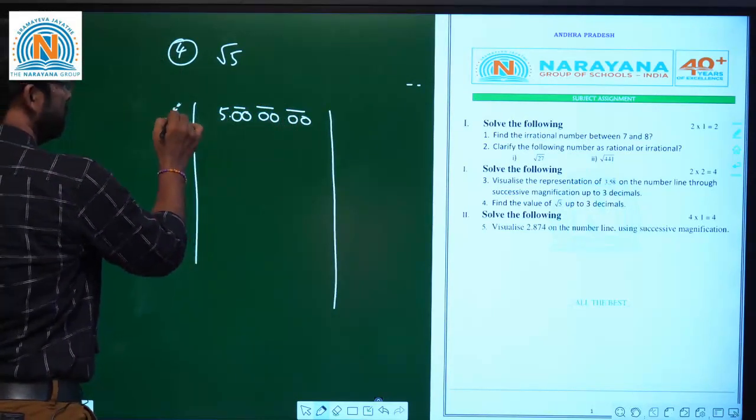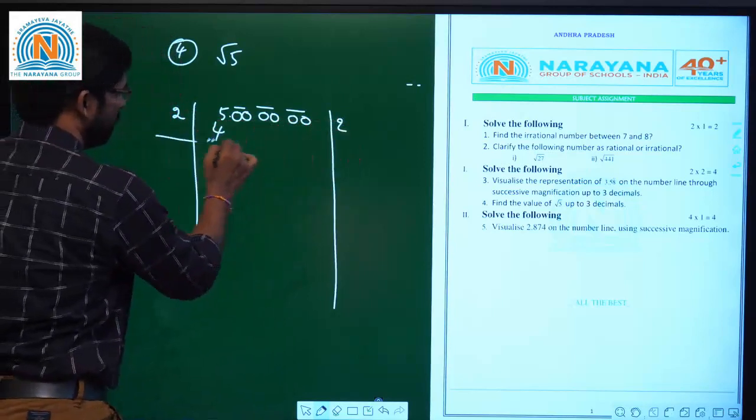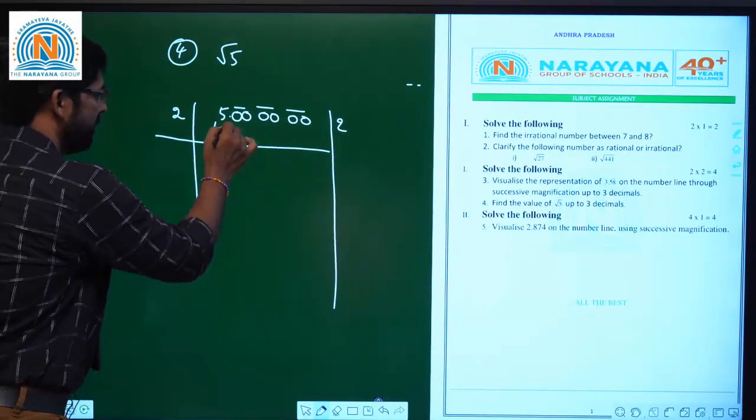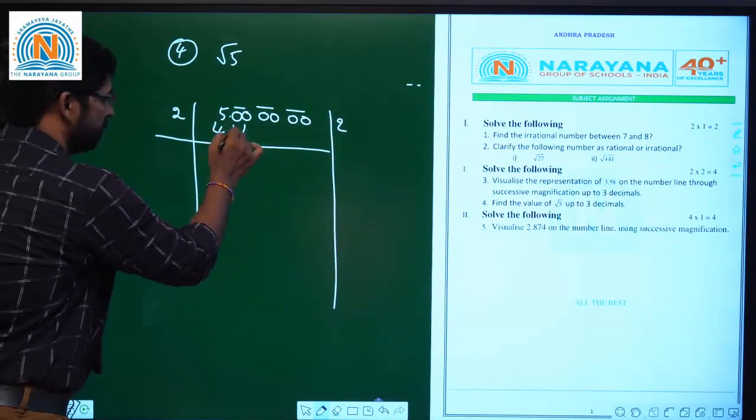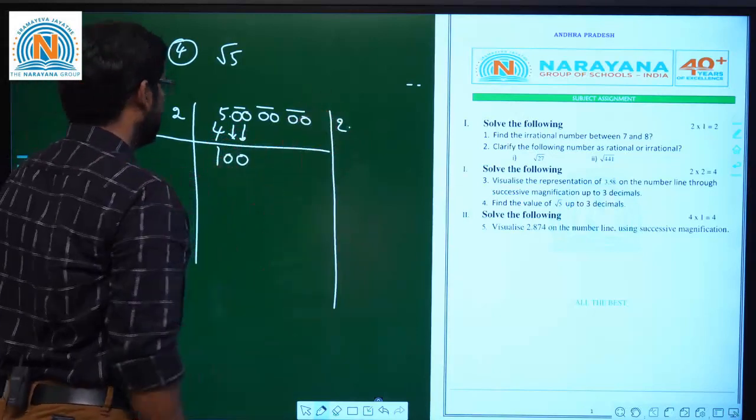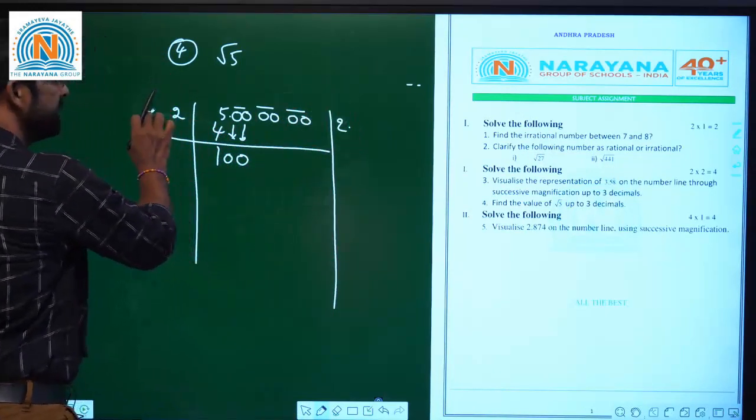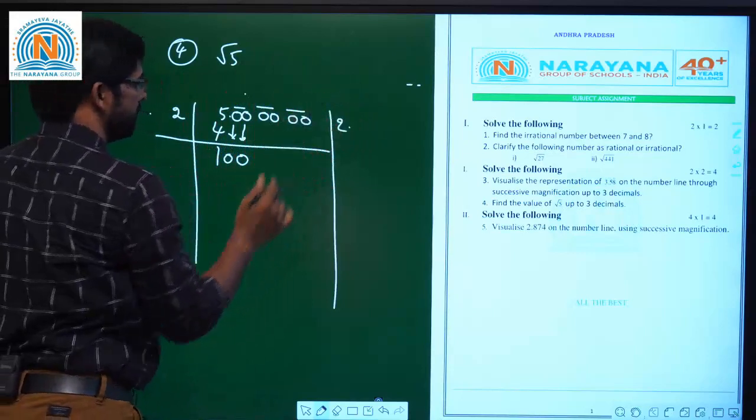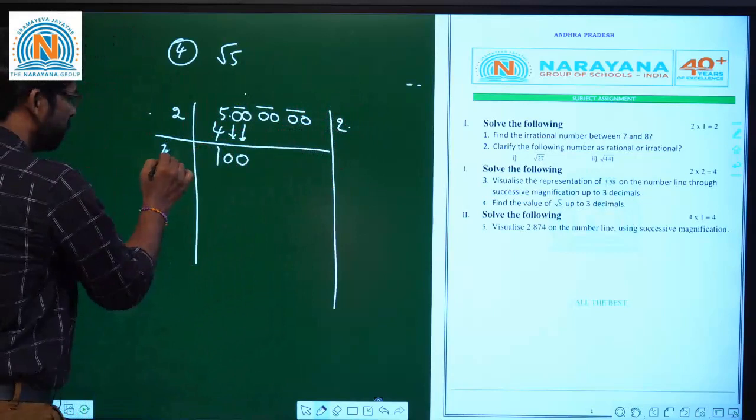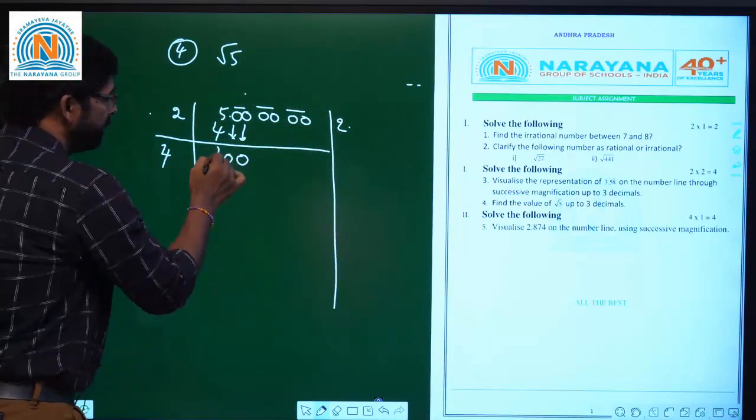So perfect square: 2 2s are 4. Now 4 subtracted from 5, you get remainder 1. Next pair of zeros, bring down. Twice of this is the divisor, from the quotient. Twice of the quotient: here the quotient is 2, its twice means 4. So 100, the first 2 digits.